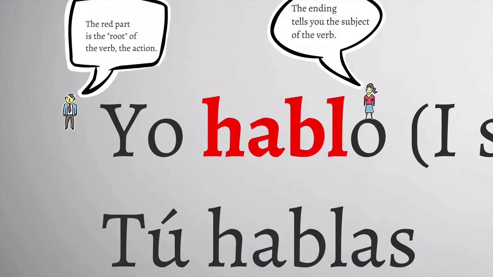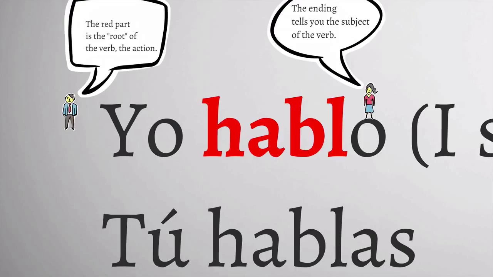The red part is the root of the verb. That describes the action. The O, on the other hand, of hablo, tells me the subject of the verb. I don't need to say yo in Spanish. I only need to say hablo, and everybody knows who's talking. This is something to be super conscious of.